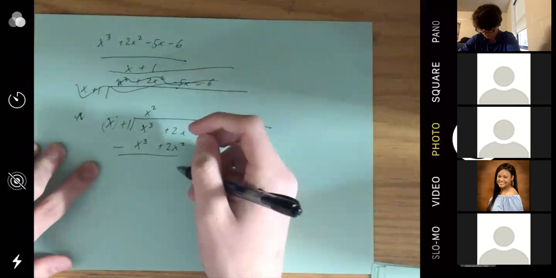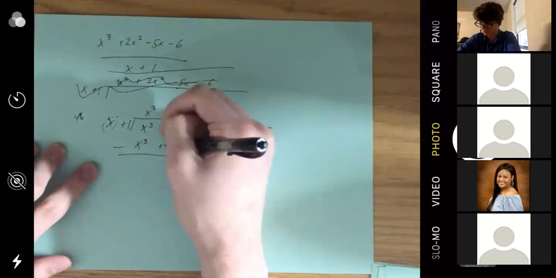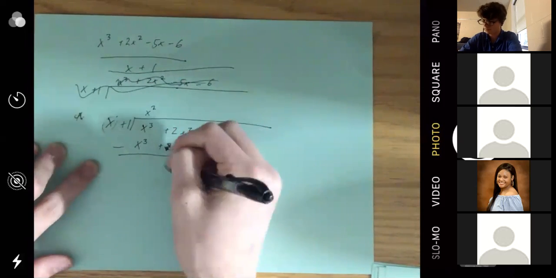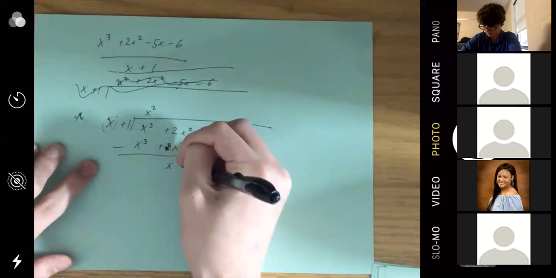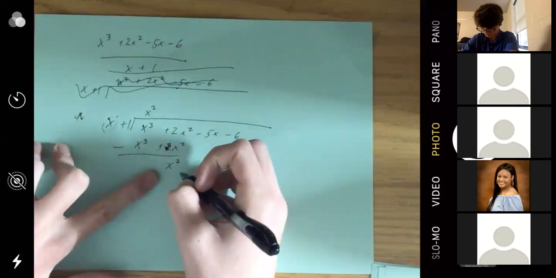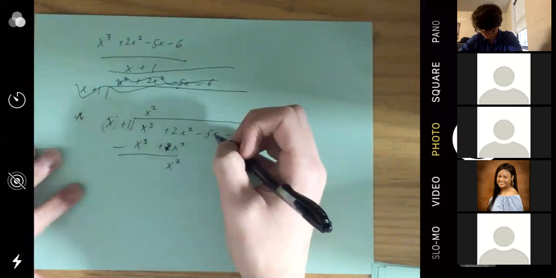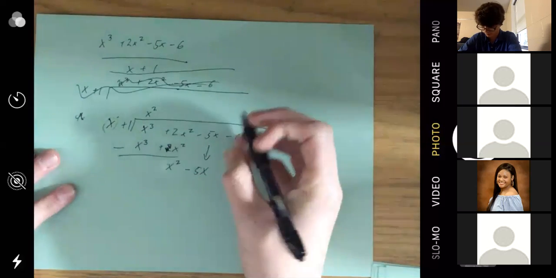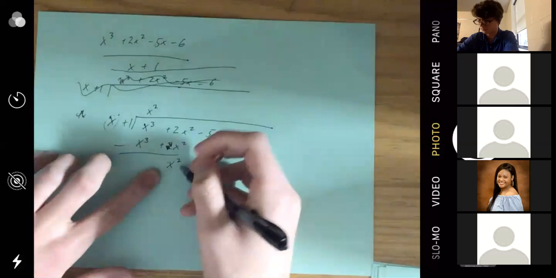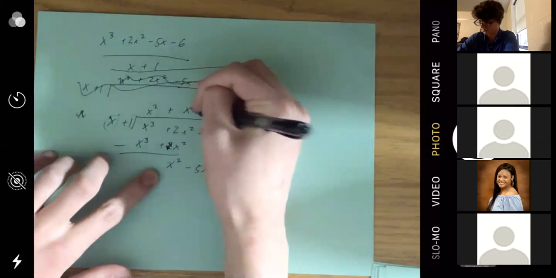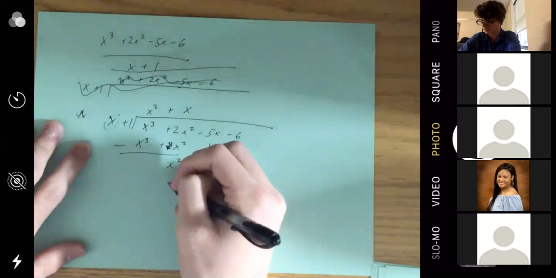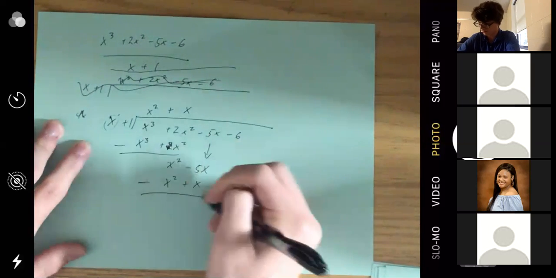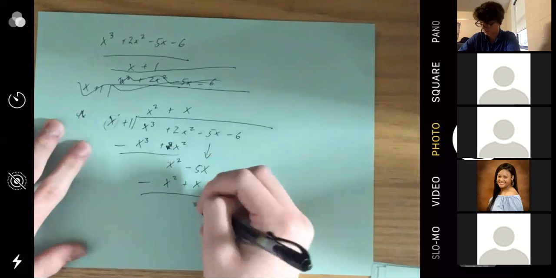And then I subtract, and this is just 1x squared here. So now the question is, how does x go back into this after I bring down the minus 5x? The x goes into x squared once, so it's plus x. Then I do the multiplication again: x squared plus x, and then I subtract. I get minus 5x minus x, which is minus 6x.